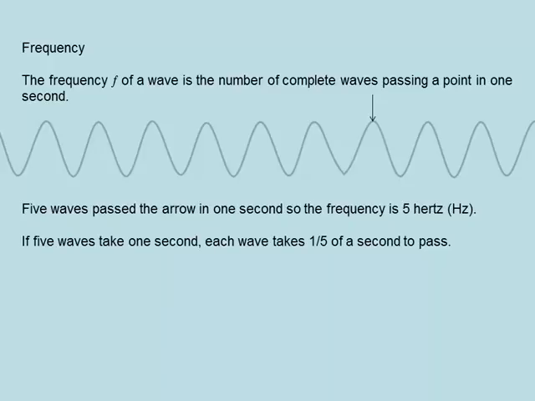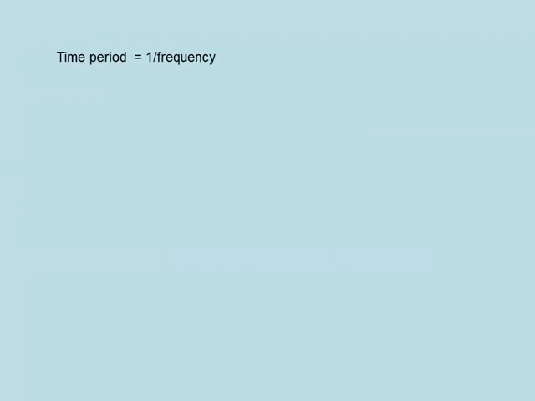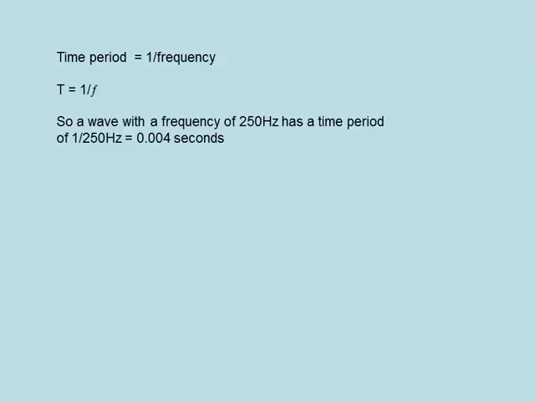If 5 waves take 1 second, each wave must have taken 1/5 of a second to pass. The time taken for one complete oscillation is called a time period, given the symbol capital T. Time period, then, is 1 over the frequency, or T is 1 over f. So a wave with a frequency of 250 Hz, or 250 complete waves per second, has a time period of 1 over 250 Hz, which gives 0.004 seconds.